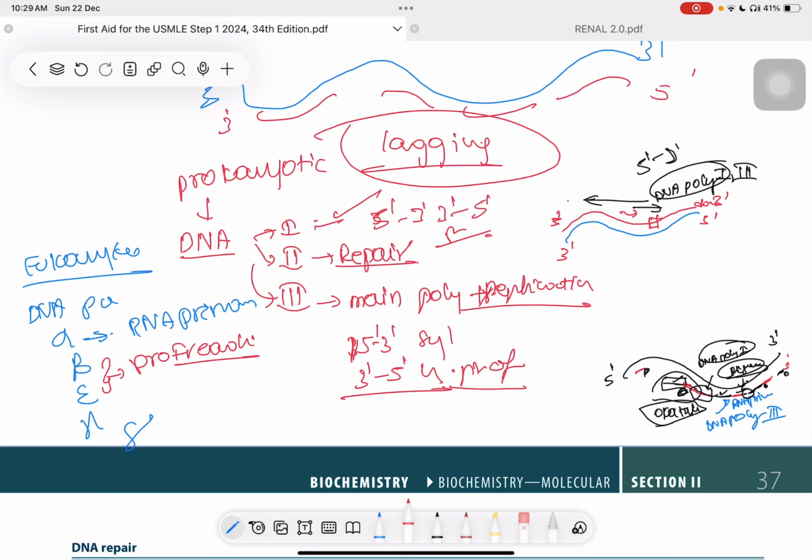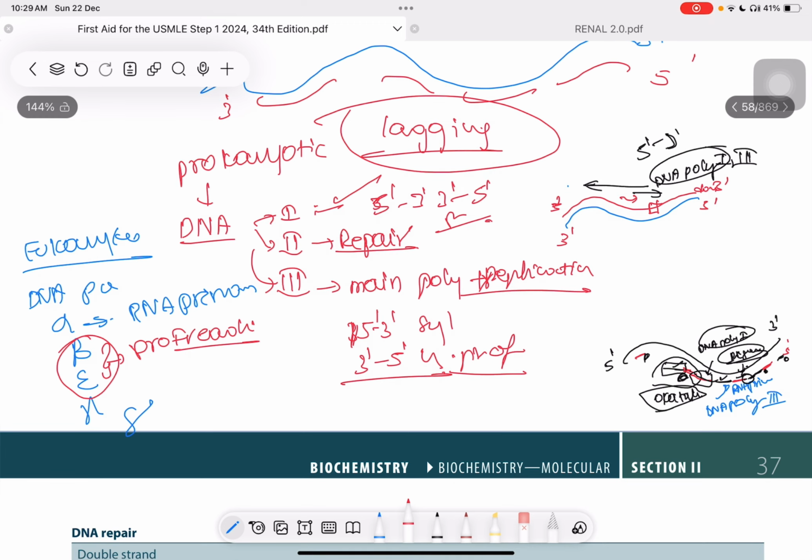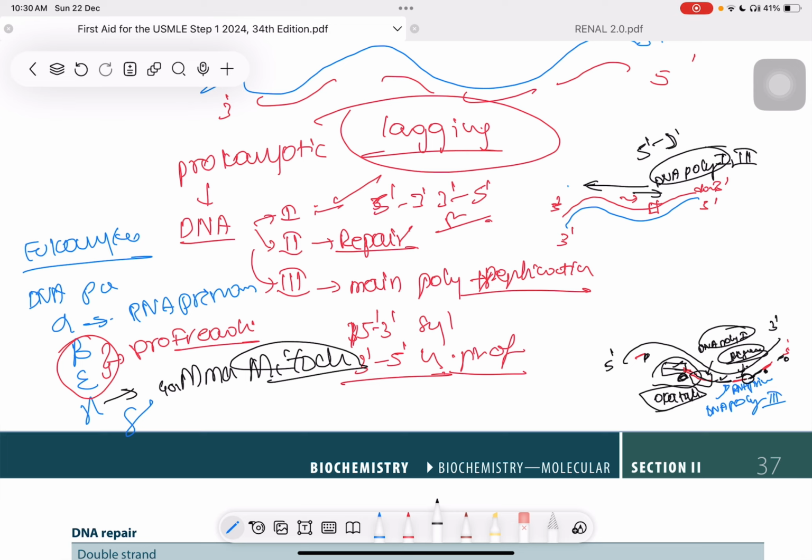Here also only beta and epsilon have proofreading activity, and beta, like DNA polymerase 2 in the prokaryotes, helps in repair of the DNA. Your eukaryotic DNA polymerase beta also has repair activity, and your DNA polymerase gamma, remember as gamma, mama, mitochondria. This helps in mitochondrial replication. Your epsilon helps in Okazaki fragment synthesis. Where does Okazaki fragment synthesis occur? In the lagging strand.